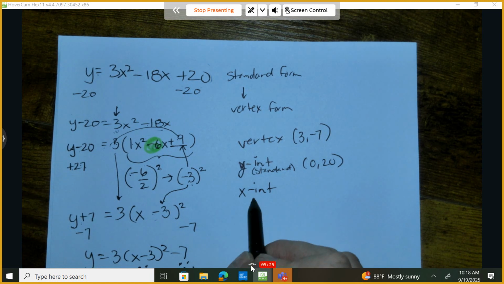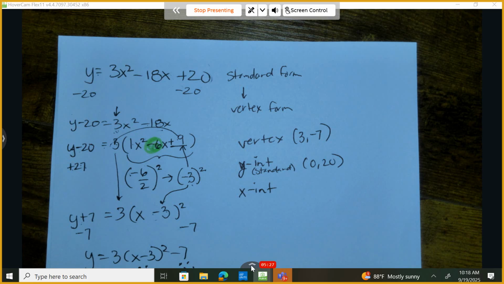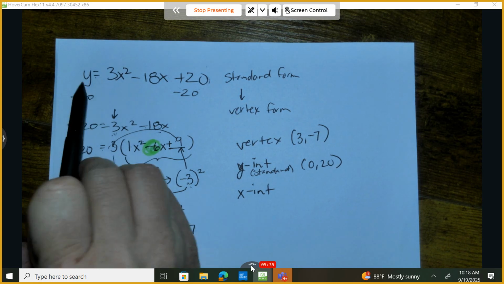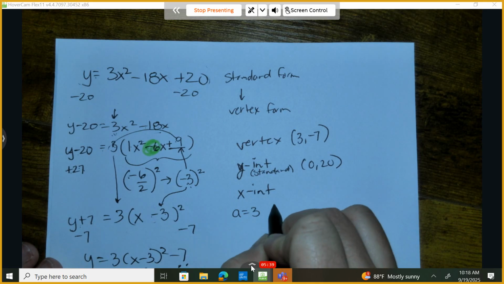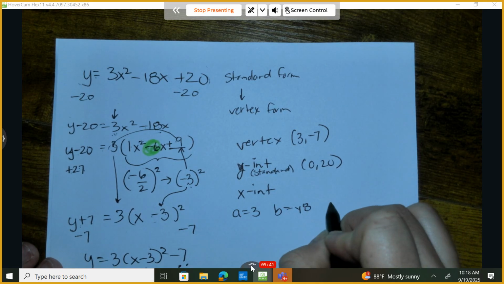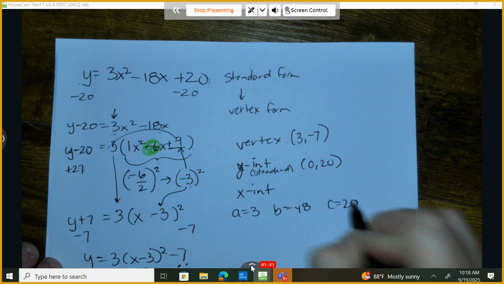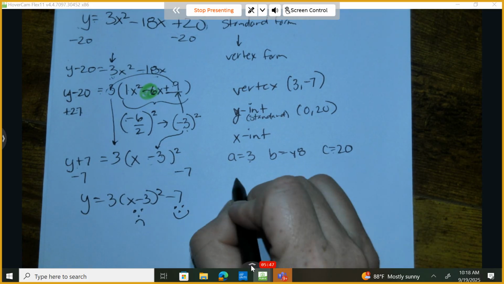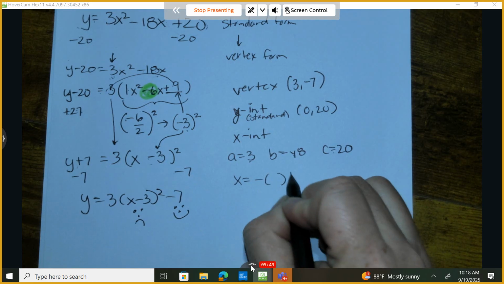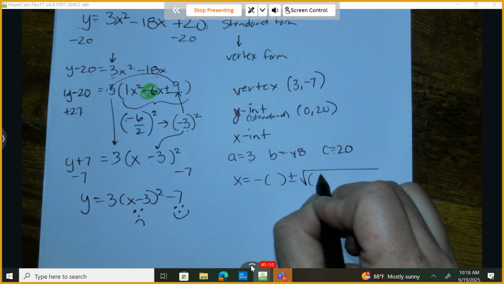Now, how do we find the x-intercept? I'm going to show you two methods, and you will decide what method makes most sense to you. One way, you've already learned going back to 8th grade. One way is to take the standard form, where we can see A is 3, B is -18, and C is 20. And I'm going to take those values of 3, -18, and 20, and I'm going to plug them into the quadratic formula.